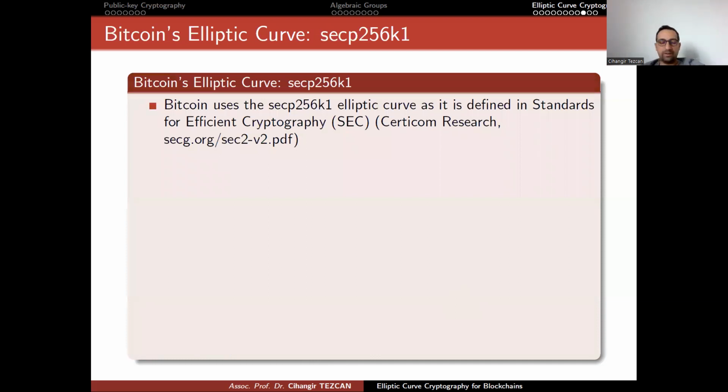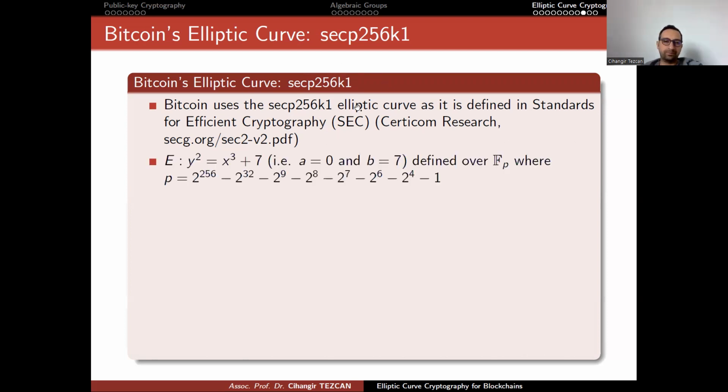Okay, all this theory. So let's move on to Bitcoin, Ethereum and blockchain. So Bitcoin uses an elliptic curve, secp256k1. This is actually not a NIST standard, but it is defined in the Standards for Efficient Cryptography, SEC, from Certicom Research, and you can follow this link and download this PDF and see all of the defined elliptic curves, and Bitcoin chooses this one, and there's a reason for that.